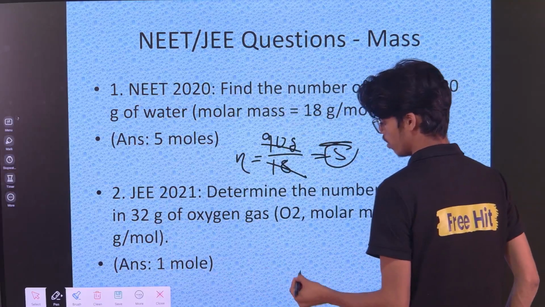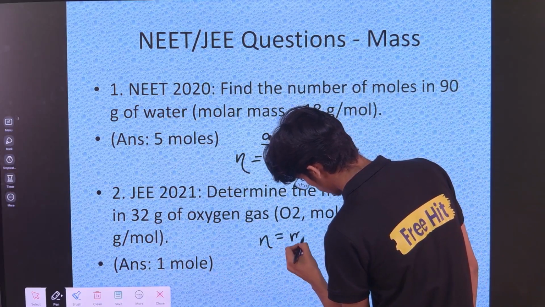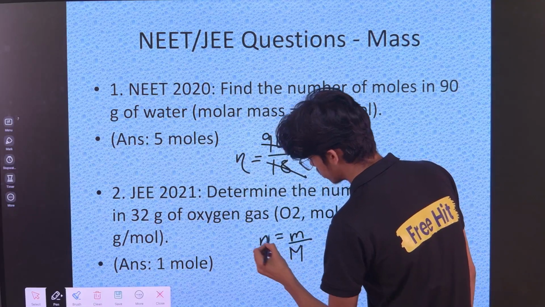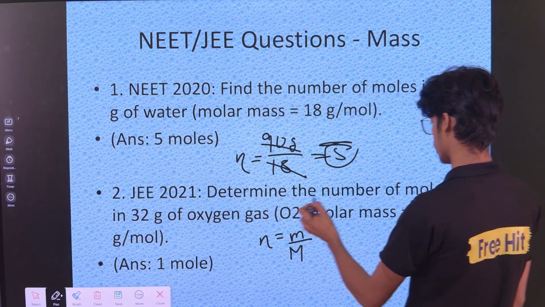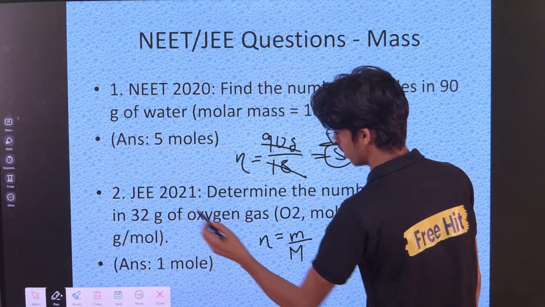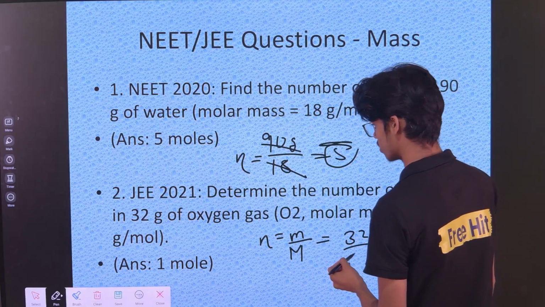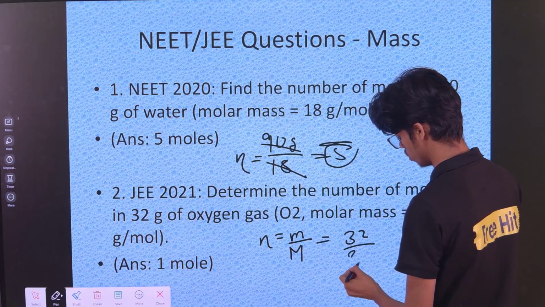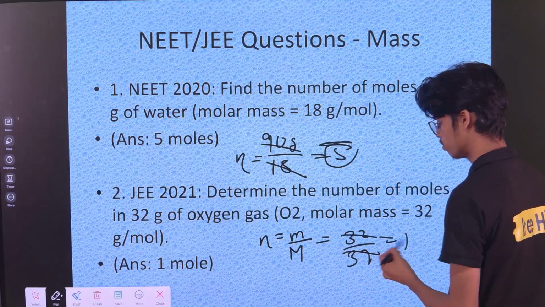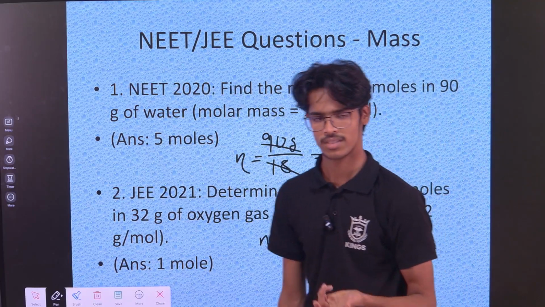Okay. So now n is equal to small m by bigger M, right? This time number of moles. Okay. Determine the number of moles. We have to find number of moles in 32 gram. Given mass 32 gram, and the molar mass of oxygen is also 32. Then our answer is 1 mole. Is it simple? Yes, it is simple.